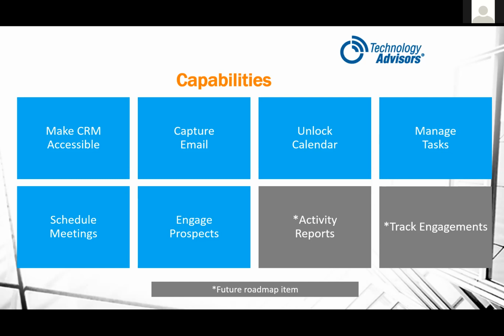And then future roadmap items that don't exist today but that are in development are the ability to do enhanced activity reporting and to track engagements, meaning tracking open rates and click-through rates on emails that you're sending from Outlook or Google.